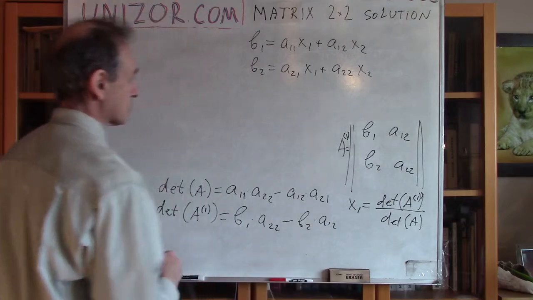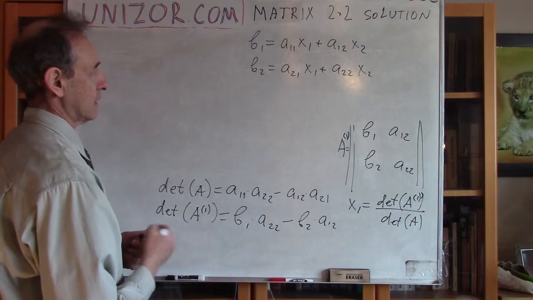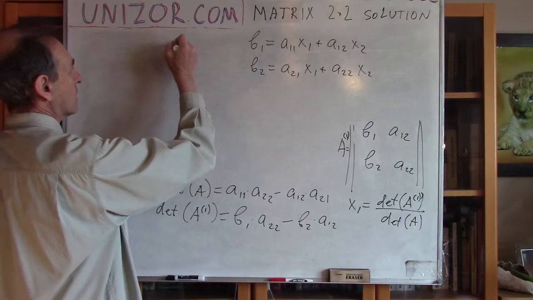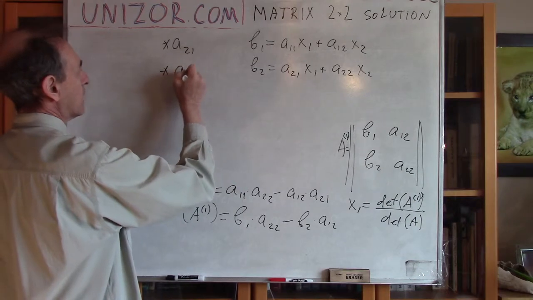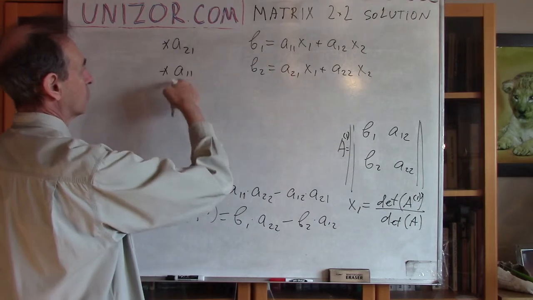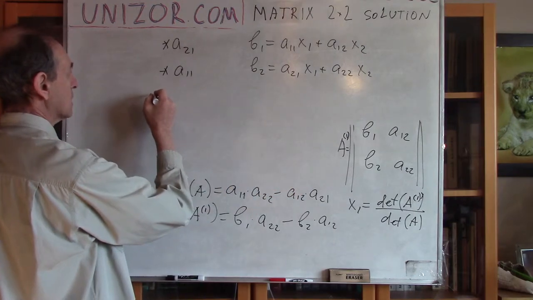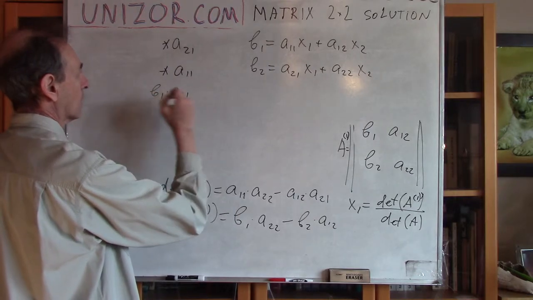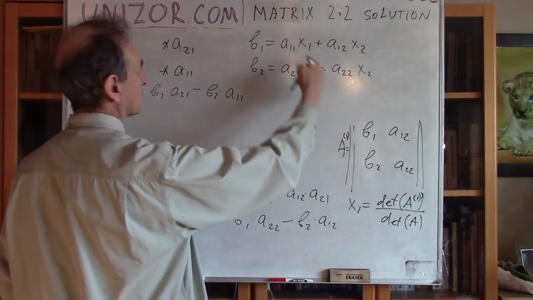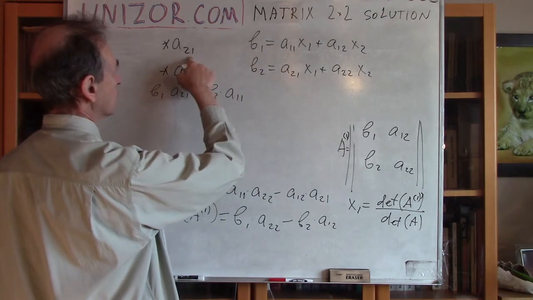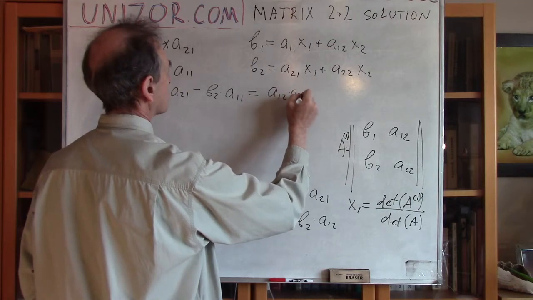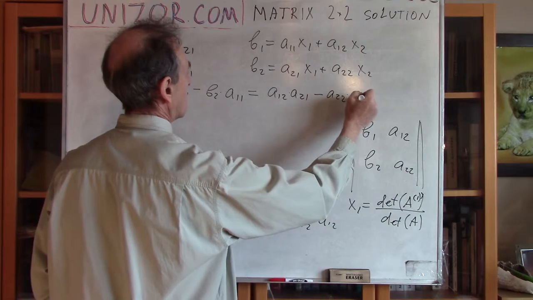Alright, now let me wipe this out. And let's solve it for x2. I would prefer to do it exactly the same way as I did when solving for x1. I'll just eliminate x1. Now, to eliminate x1, I will multiply this by a21, and this I will multiply by a11, and subtract. From this, I subtract this. In which case, my x1 would be canceled out, and what remains is b1 times a21 minus b2 times a11. That's on the left. On the right, again, x1 will cancel out, right? Because a11 a21 and a21 a11. It was a minus sign. Okay, so with the plus, I will have a12 a21 minus a22 a11.